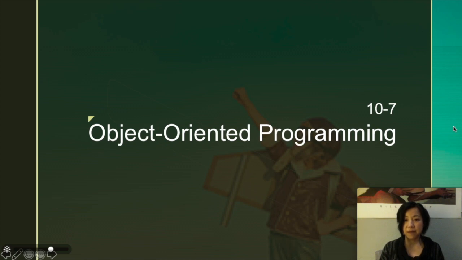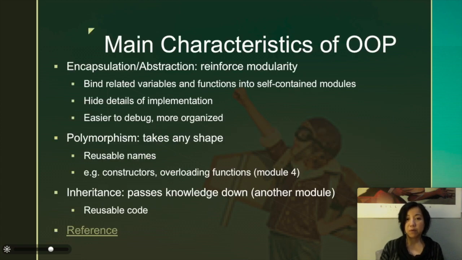Hi class. So we finally look at something that's related to object-oriented programming in this module. I would like to just discuss a little bit about the characteristics of object-oriented programming. So the three major characteristics are that OOP is about encapsulation or abstraction, reinforcing modularity.